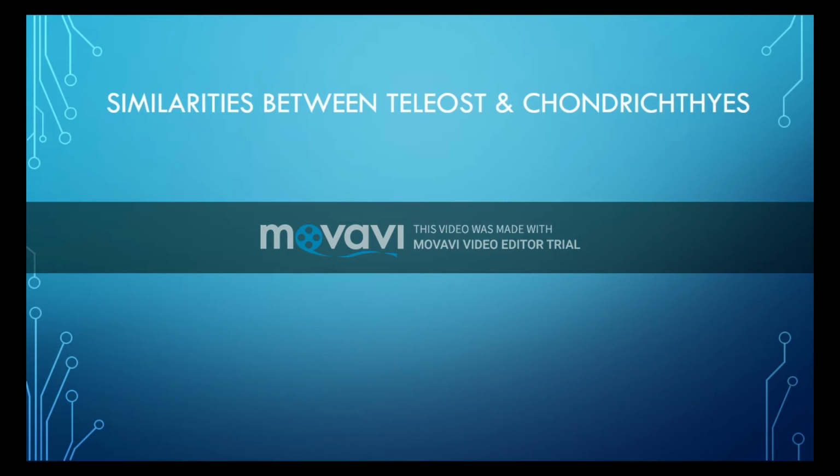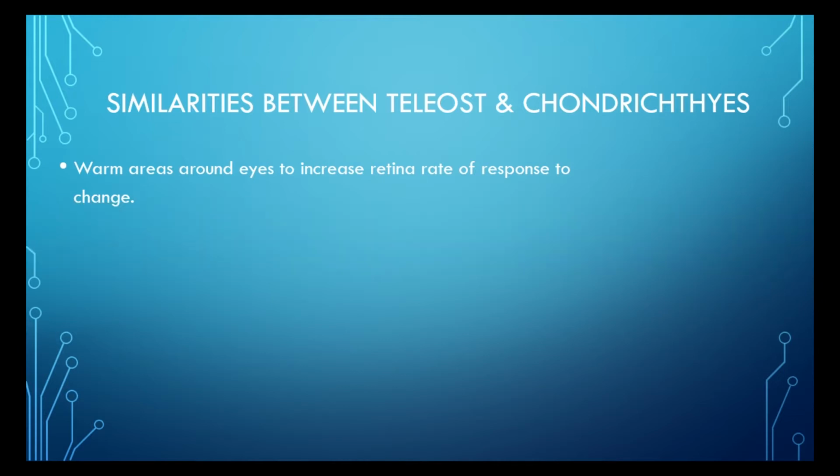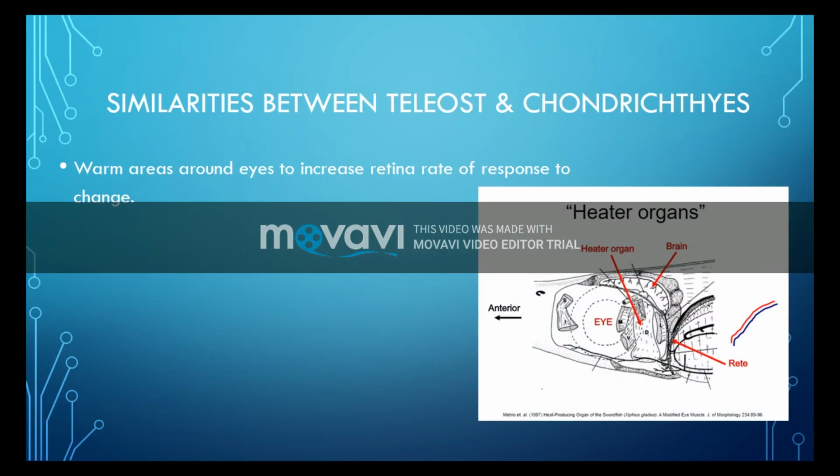Similarities between teleost and Chondrichthyes. As both teleost and Chondrichthyes share a common ancestral heritage, they can use their retia mirabilia. This is a structure that allows the fish to warm the areas around the eyes to increase the retina's rate of response to change. As you can see in the figure to the right, it is the structure that says rete, and then there is a red and then blue line.